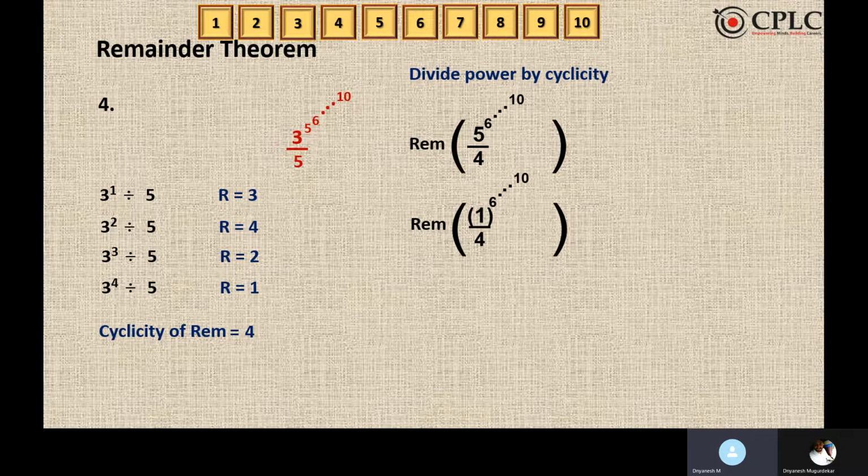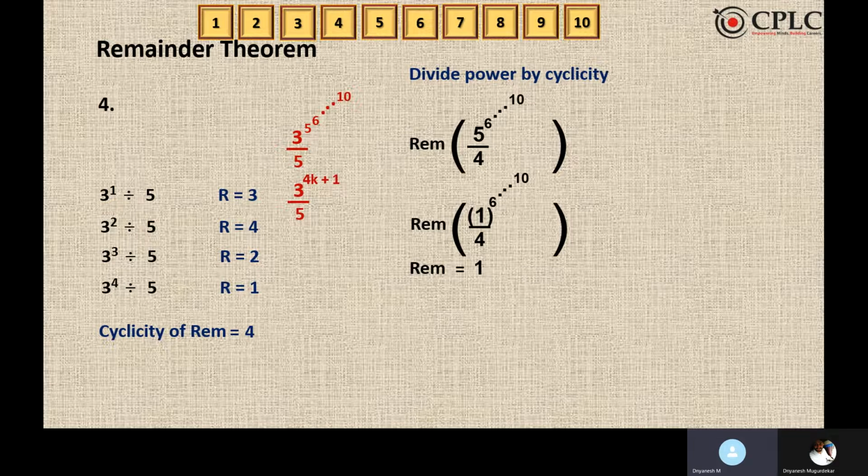So after replacing the number by its remainder, the question becomes 1 raised to m divided by 4. 1 raised to anything divided by 4, the answer is 1 only. That means this last part, the simplification of the power 5 raised to 6 raised to 7 raised to 8 raised to 9 raised to 10, is 1. That means the question is 3 raised to 1 divided by 5, and 3 raised to 1 divided by 5, the remainder is 3.